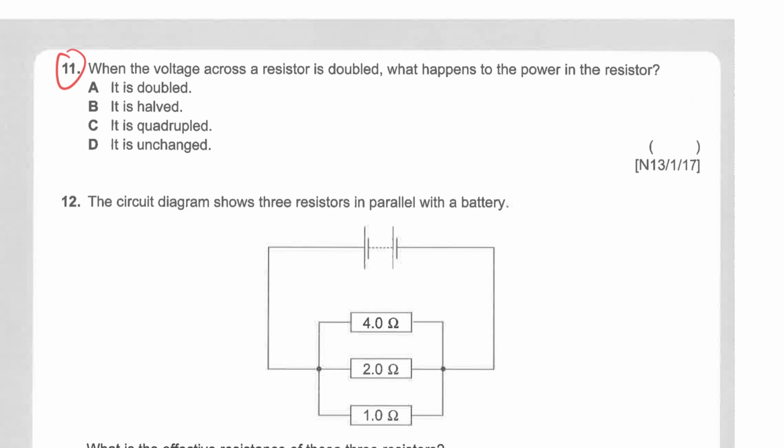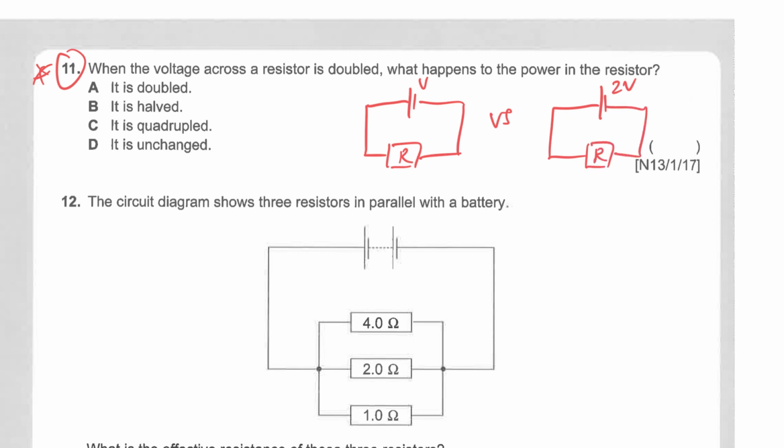Now for question number 11, it is slightly more difficult. And let me draw this out first. Initially the voltage, that means the EMF, is across the resistance R here, versus another setup which is double the voltage. That means the EMF is double, so it becomes 2V and it's the same resistor R. So you're going to compare what happens to the power of the resistor when the voltage across it is double. So you can treat it this way.